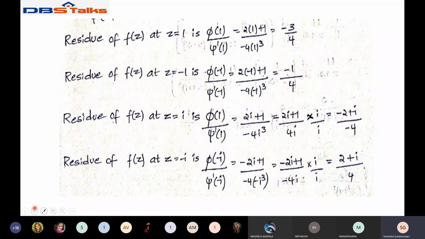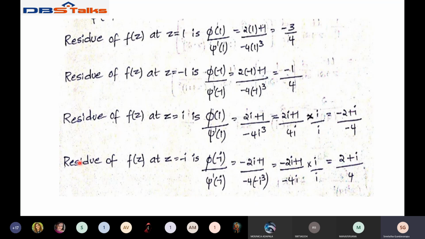Next, the pole at z equal to i. The residue of f(z) at z equal to i is phi(i) by z dash(i). Then substitute a equal to i. We get (2i plus 1) by minus 4i cube. Then multiply with i. That is, the numerator is (2i plus 1) into i, that means minus 2 plus i, since 2i square means minus 2, by 4i square, that is minus 4.